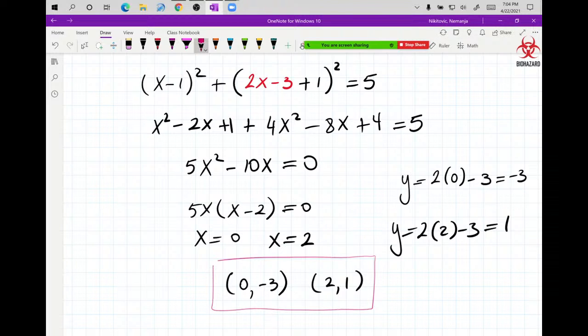Now remember, with a line and a circle, they can have 2 intersections, they can have a single intersection, or they can have no intersection. But you can't have more than 2. So this was the maximum number of solutions.